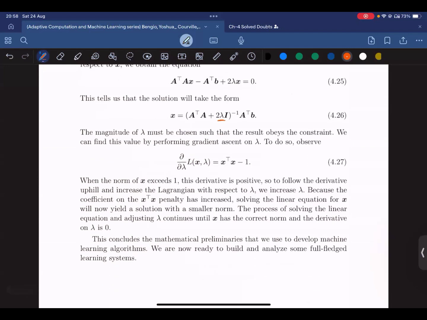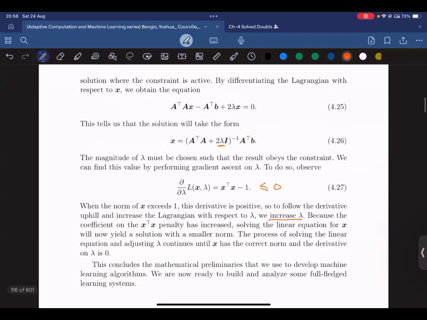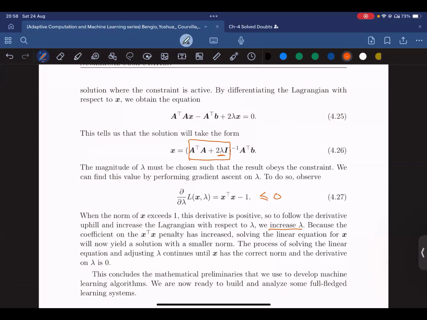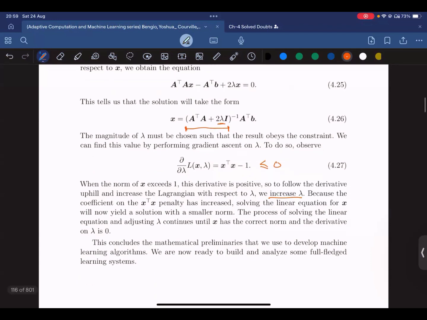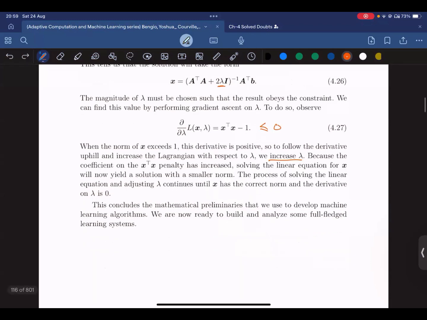Now we originally wanted this quantity to be less than 0. So if this quantity is greater than 0, then we can just increase lambda. If we increase lambda, the diagonal elements of this matrix will increase, and so the eigenvalues of this entire matrix will increase. So the inverse of this would mean that the norm of x will decrease. In a way, we can reduce the norm of x by increasing lambda in this case.